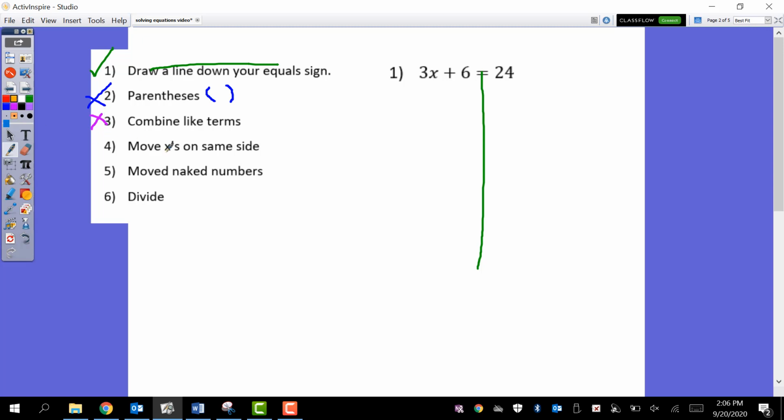Step 4, moving x's to the same side. So I'm checking. On this side, I have an x. And on the right side, are there any x's? No. So I skip that step.